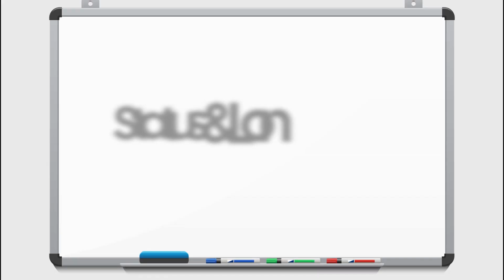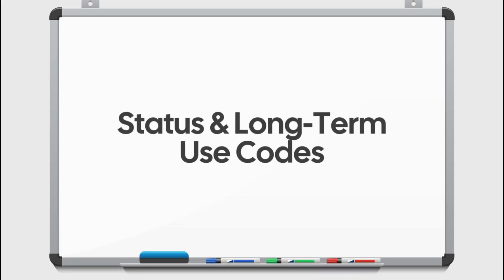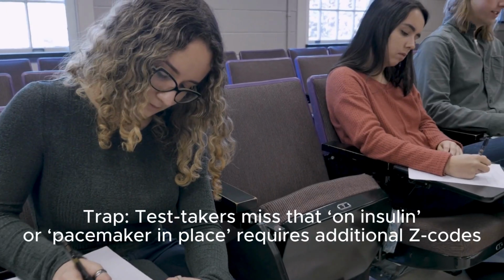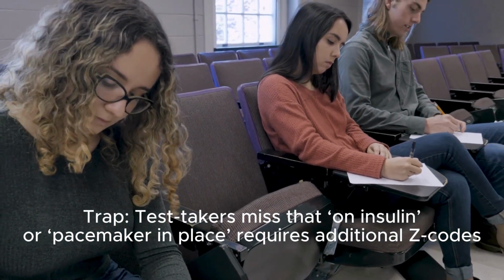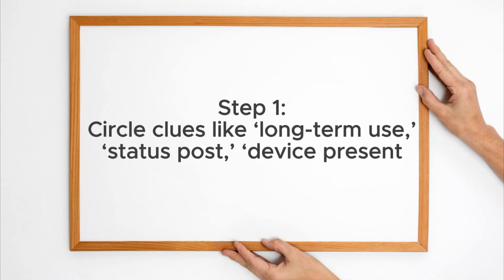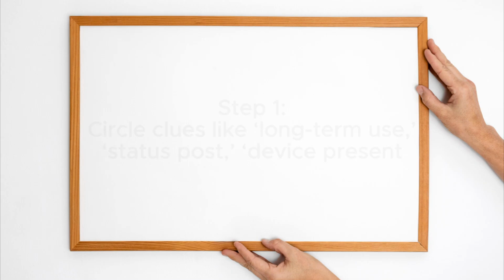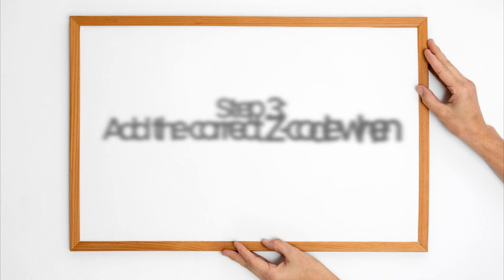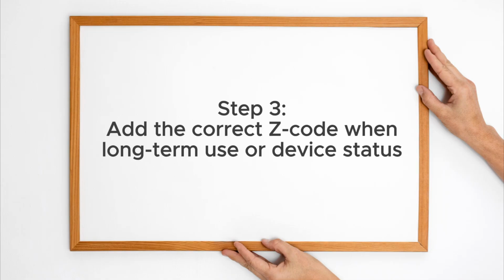Seventh, status codes. Long-term use of medications or presence of devices are frequently tested. Trap: test takers miss that on insulin or pacemaker in place requires additional Z codes. Hack. Step 1. Circle clues like long-term use, status post, device present. Step 2. Eliminate answers that only list the disease without the status code. Step 3. Add the correct Z code when long-term use or device status is documented.